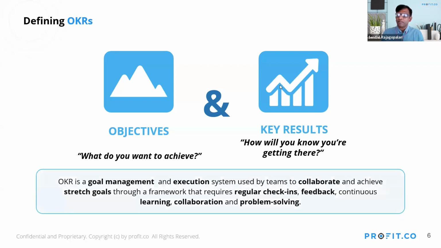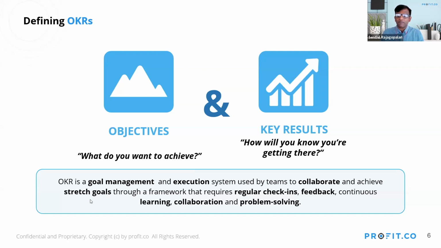A more formal definition that we have put together is that OKR is a goal management and execution system. So that's a very key thing. There are a lot of goal management systems, like, for example, SMART goals or KPIs, which may not cover execution to the extent that we would want to. But OKRs is very comprehensive, covers both goal management and execution. And it's typically used by teams to collaborate and achieve stretch goals. So whatever I've listed in bold, they are very key things. And we are looking at stretch goals.